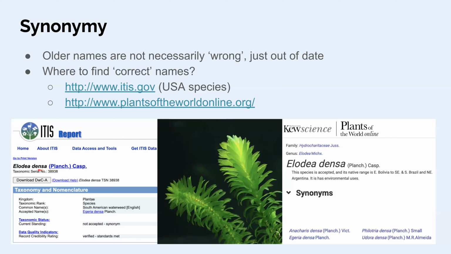If you look at Elodea densa, this is a species, it's pictured at the center, it's an underwater plant. And according to ITIS, if you look in here, it says accepted name, Egeria densa. And then basically this name, Elodea densa, it says not accepted. So it would direct you to this other name, Egeria densa, whereas the Plants of the World Online says Elodea densa, and the first part here, the description said this species is accepted, and it lists as a synonym Egeria densa. So disagreement here on two internet resources.